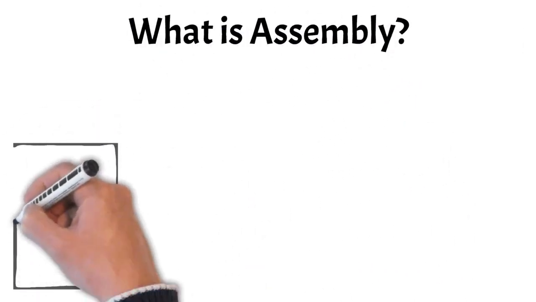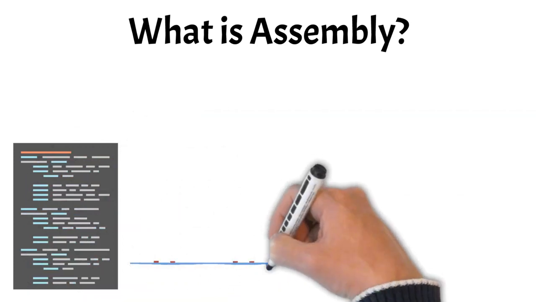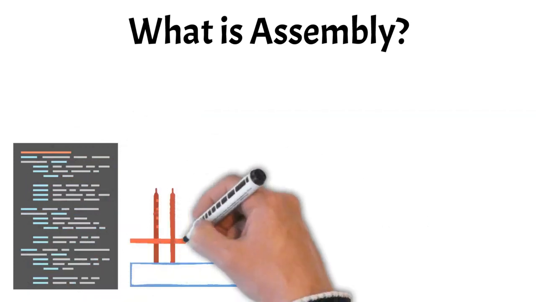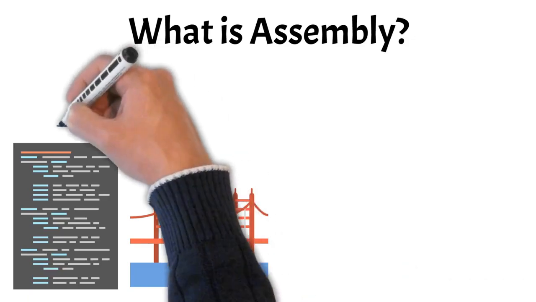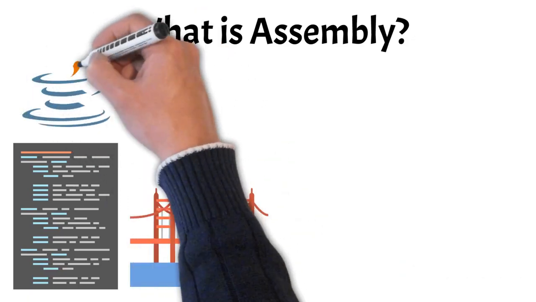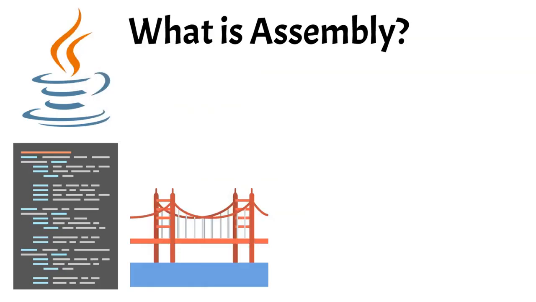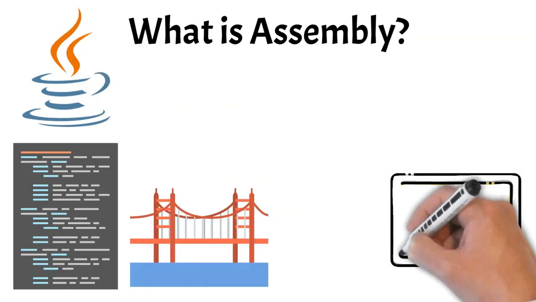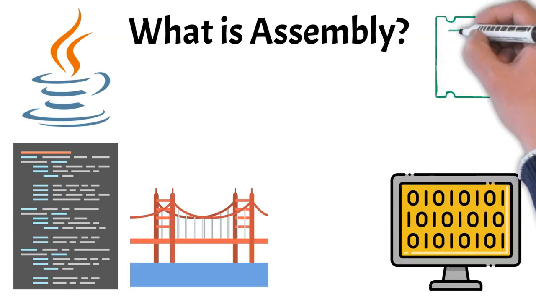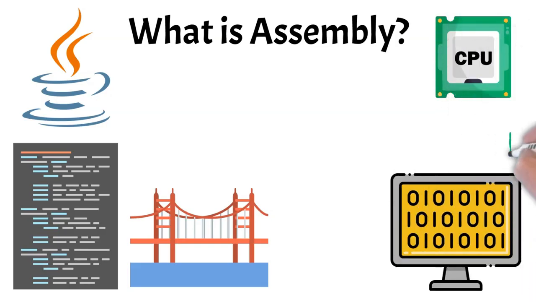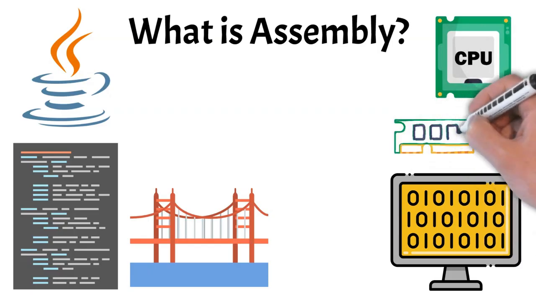Assembly language is a low-level programming language that acts as a crucial bridge between the code we write and the machine code that a computer's hardware understands. Unlike high-level languages like Python or Java, which are designed to be easier for humans to read and write, assembly language is much closer to the computer's hardware. This gives programmers direct control over the CPU and memory, allowing them to optimize how the machine performs tasks.